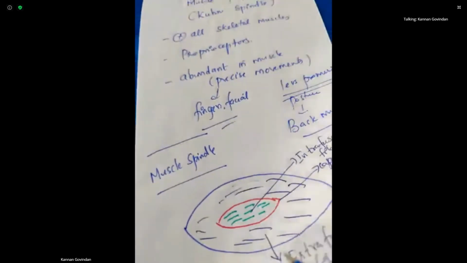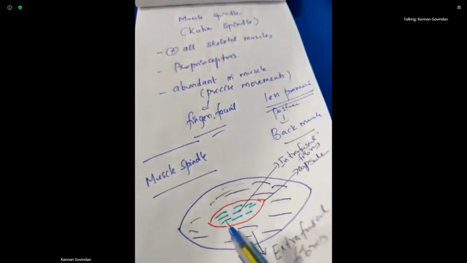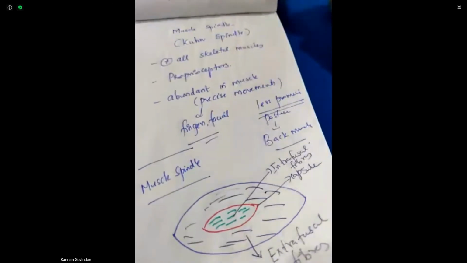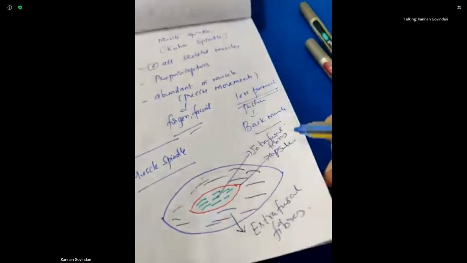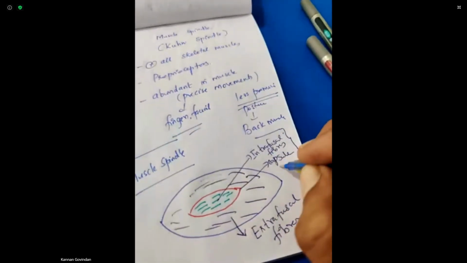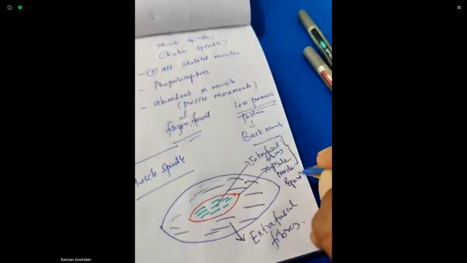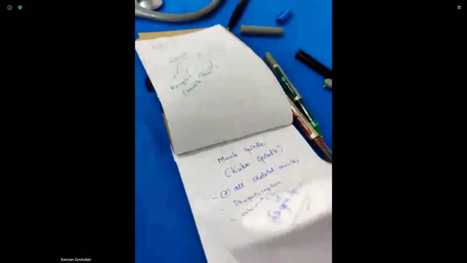Coming to the muscle spindle, in the middle portion of each skeletal muscle, there will be a capsule. The fibers inside the capsule are called intrafusal fibers. The fibers outside the capsule are called extrafusal fibers. The intrafusal fibers along with the capsule are together called the muscle spindle. Now we'll go for innervation and types of muscle spindle.